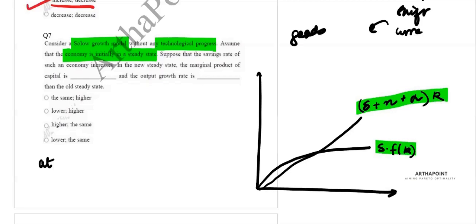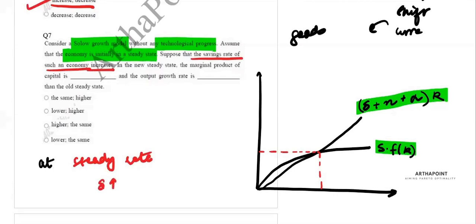So what happens at the steady state is that you get an equilibrium here, right? This is the basic equation that at steady state, the two curves meet. Now it says, suppose that the savings rate of the economy increases. So if savings increase, and this is some proportion of savings, an increase in savings will shift this curve upwards. And if it shifts this curve upward, the new equilibrium will take place here.